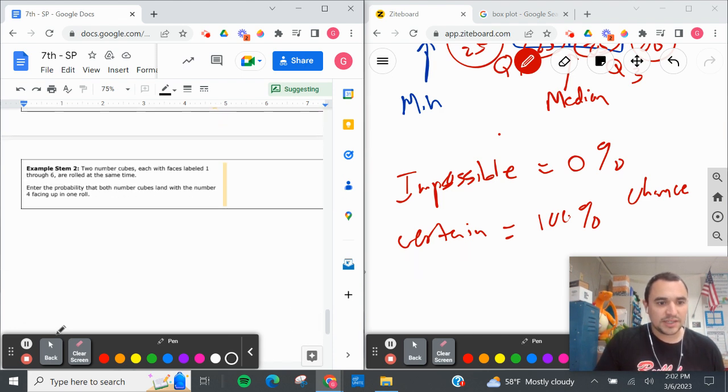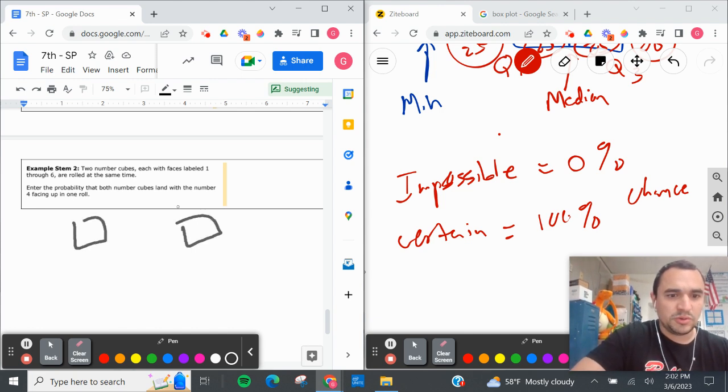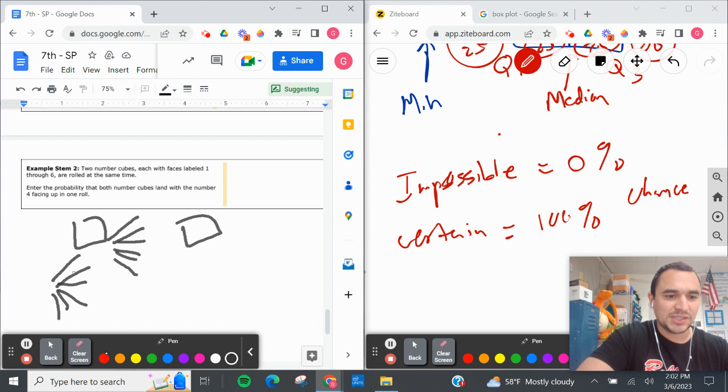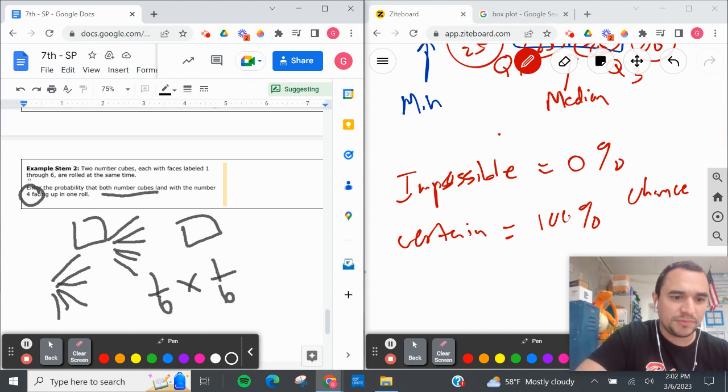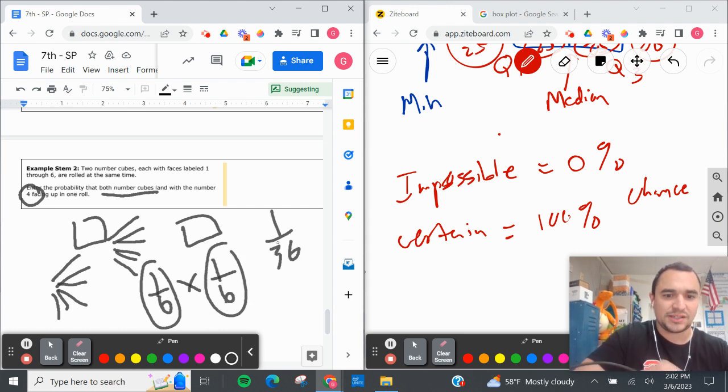All right. Same thing here. 2 cubes. So you have a cube and a cube. There's 1 through 6, and then you have another 6 chances. So instead of doing a tree like this, you can just do 1/6 times 1/6. What's the probability of both number cubes landing on 4? So that's a 1 in 6 chance times 1 in 6. So that's 1 out of 36.